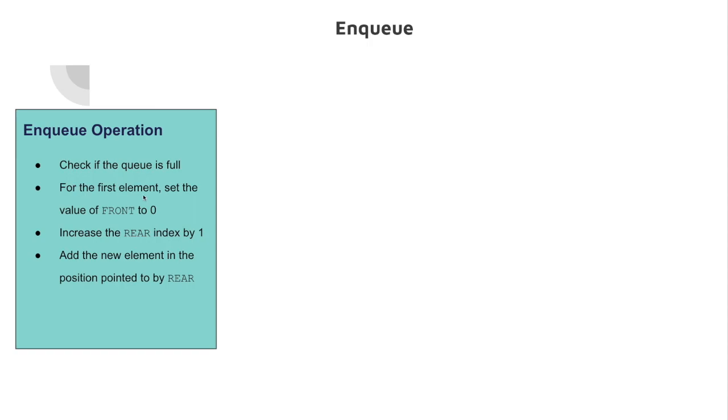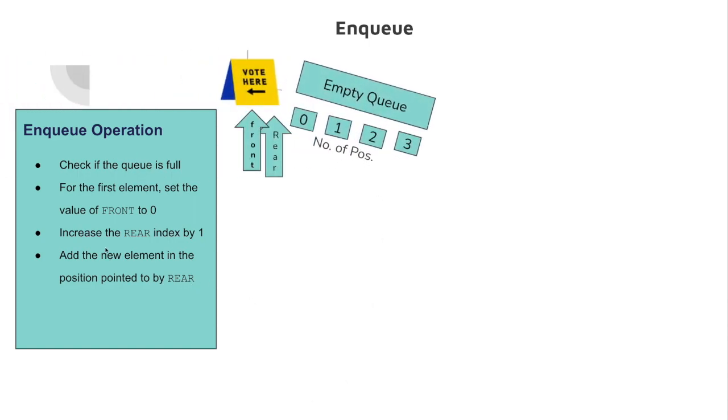When we insert our first element, we will increase the value of front by 1, so it will be at 0, the 0th index. And increase the rear index by 1, so we increase the rear index as well. And add the new element at the position pointed to by rear. We will discuss this in an example, where all these things are working.